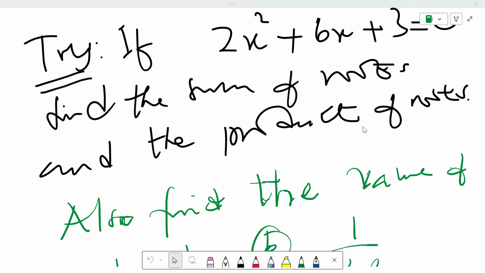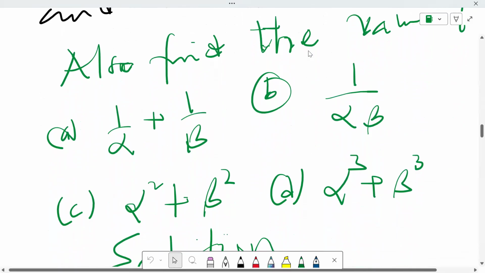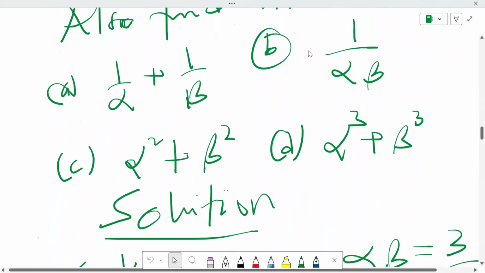Yes, hello. We want to continue with examples on the alpha and beta. So let's look at this question. If 2x squared plus 6x plus 3 equals 0, then find the sum of roots and the product of roots. And also find the value of the following. So we have A, B, C, and D.